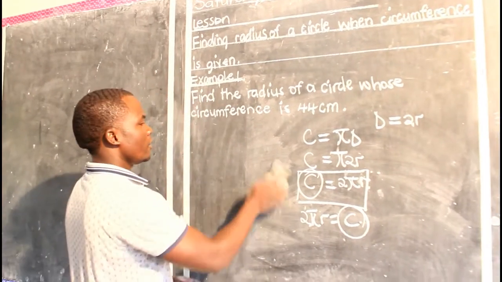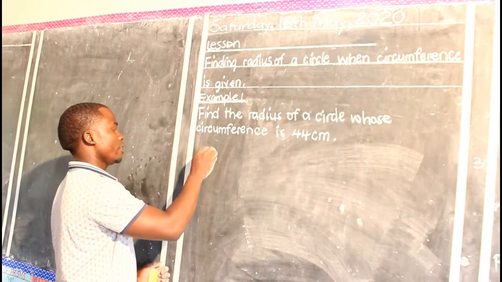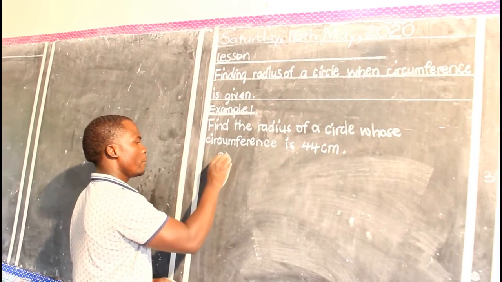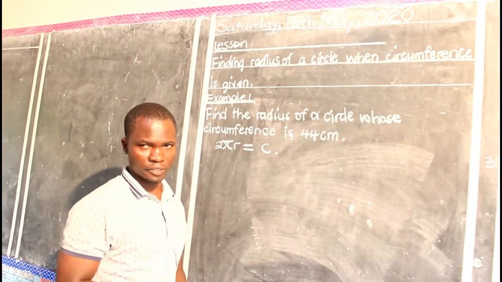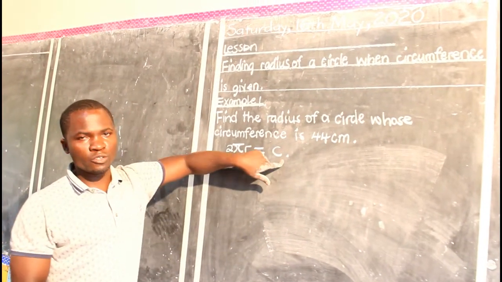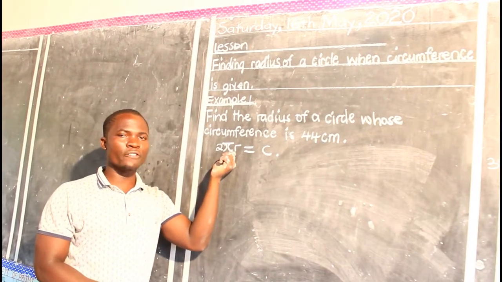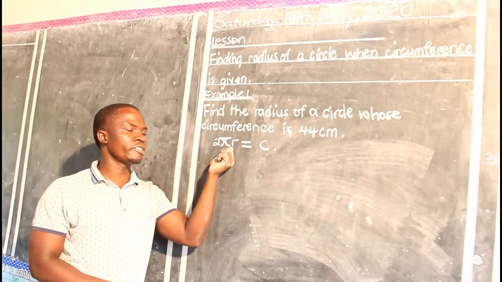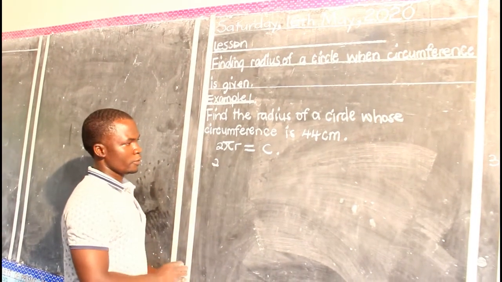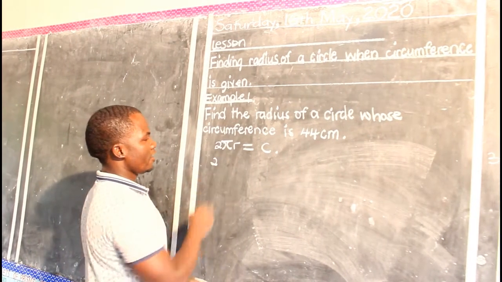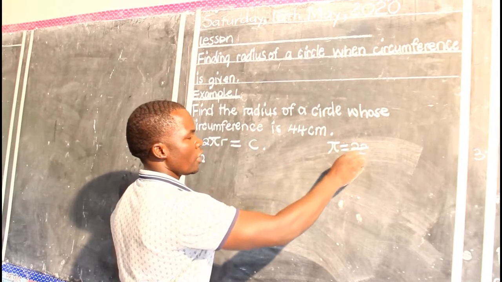Now, let's begin answering this. So we shall say 2 pi r equals circumference. Why are we putting circumference this way? Because circumference has been given and we are looking for r, which is representing radius. So we shall go ahead and say 2. And the pi that we are going to use, we shall use our pi of 22 out of 7.